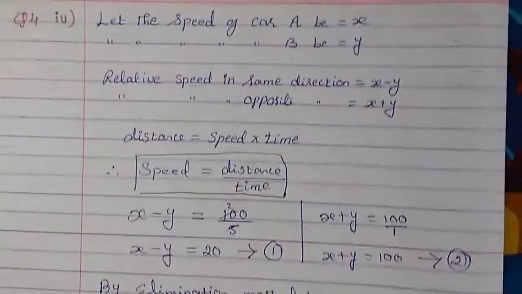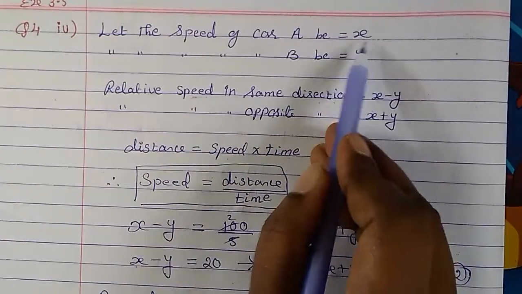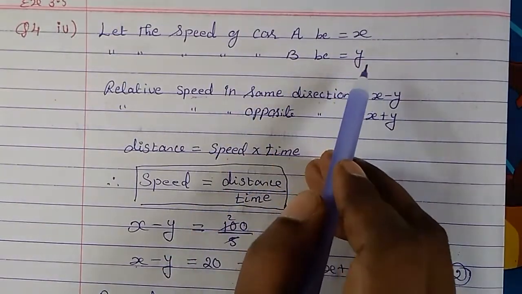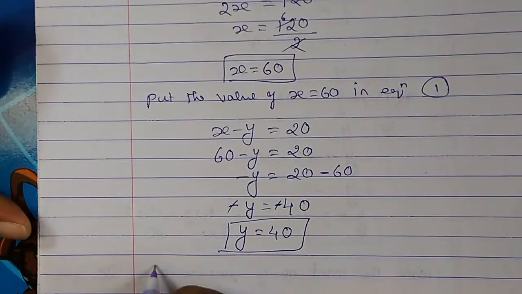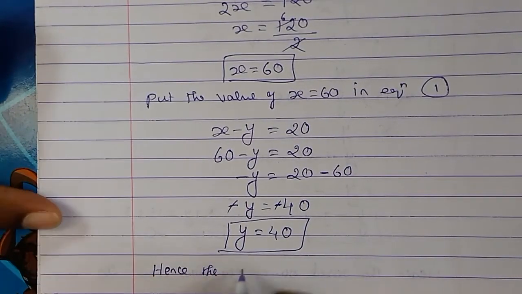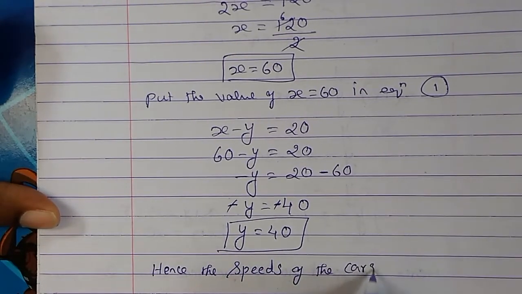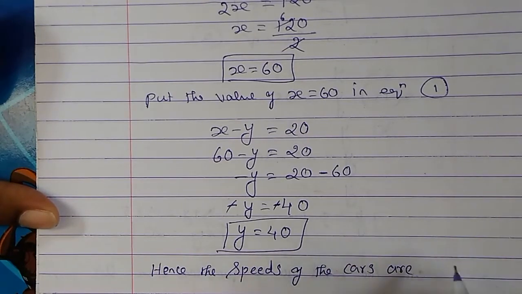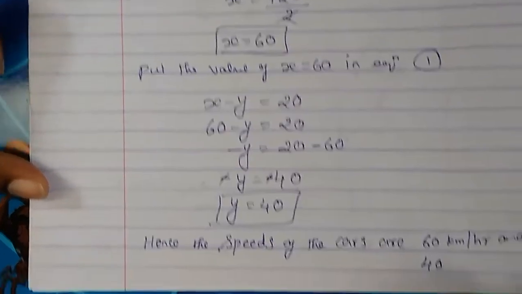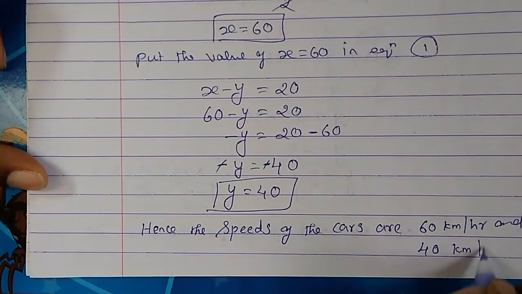What did we keep? We kept the speed of car A as x and the speed of car B as y. So let us write it down. We are asked to find the speeds of the cars, right? Hence, the speeds of the cars are: one is 60 km per hour, and the other one is 40 km per hour. So this is our answer.